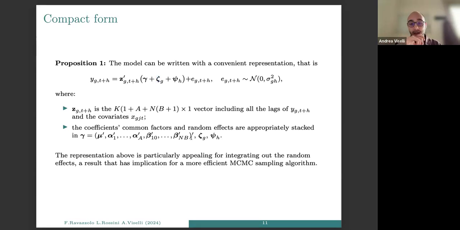We have a nice result that I do not show here for reasons of time, but we are able to marginalize out the random effects in this model, so we can put these random effects in the error term, so that this model becomes a model with time varying variance. This is very important for MCMC sampling, because without this Rao-Blackwellization strategy, we would not be able to employ an efficient MCMC sampling algorithm.